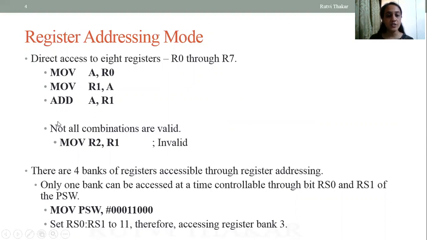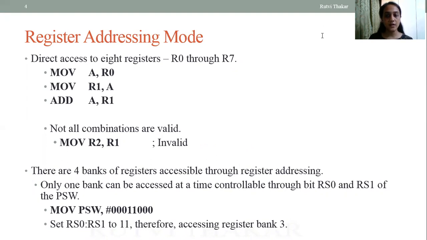Not all the combinations for the register addressing mode are valid. That means if I want to move the data directly from R2 to R1, I cannot do that. I have to move it through the accumulator, or the other way is to write MOV 02 hex, where 02 hex is the address of register R2, and I can move the data of R1 to register R2 by writing this instruction as well.